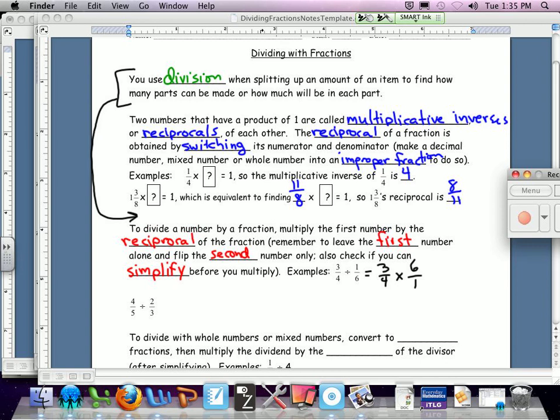Now, a lot of people accidentally, when they're starting out with the 3/4 divided by 1/6, will get all giddy and go, ooh, 3 and 6, I can simplify those. Do not try to simplify until you've turned it into a multiplication problem. Now we turn it into a multiplication problem. So is there anything we can simplify before we multiply?